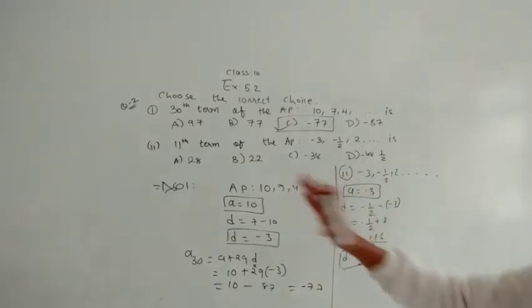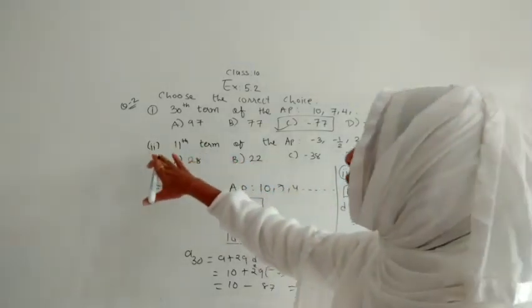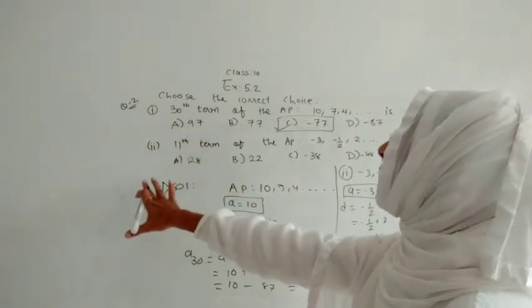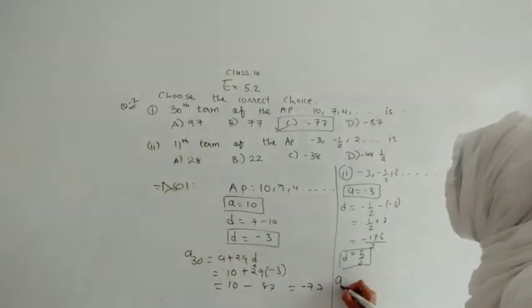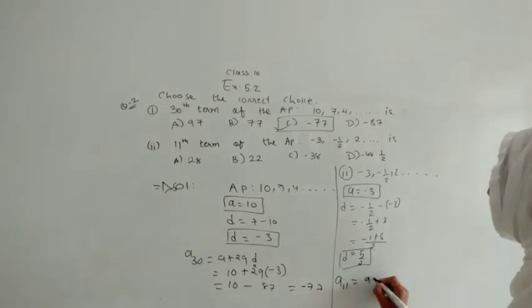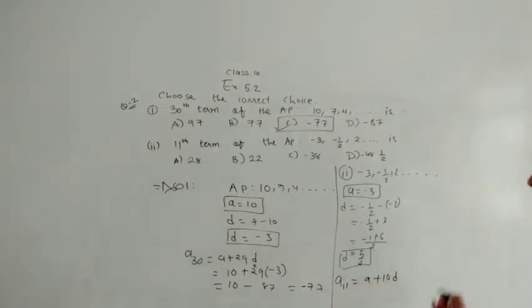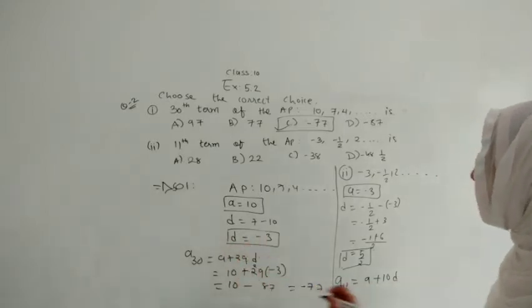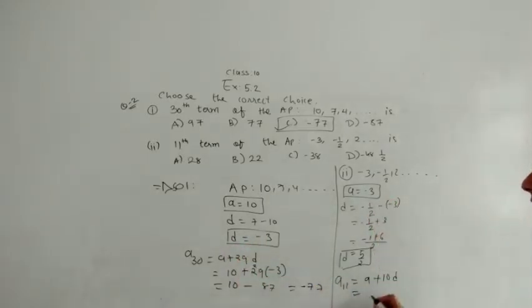Now what we have to find? Our original question is to find the 11th term of the AP. So let us find A11. So what will be A11? So it will be A plus 10D. That we are knowing because the equation is AN is equal to A plus N minus 1 into D. So in that let us substitute A as minus 3, 10 and D as 5 by 2.